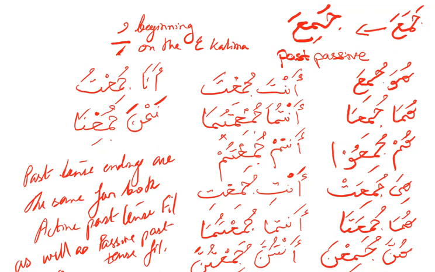So this is the drill. This is how you are going to be doing the drill. Okay, let's do one more word and then we'll move on to the next. Past tense endings are the same for both active past tense fa'il as well as passive past tense fa'il. So if a word is passive or active past tense, the endings will be the same.